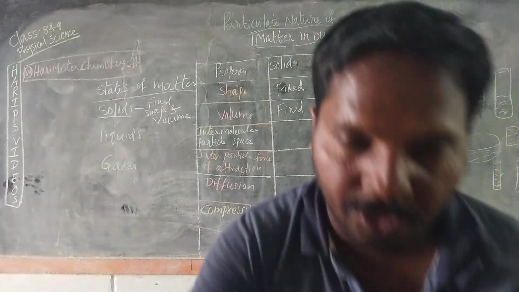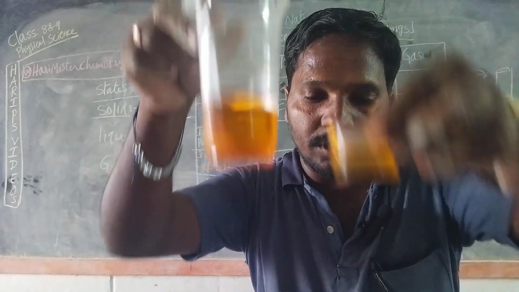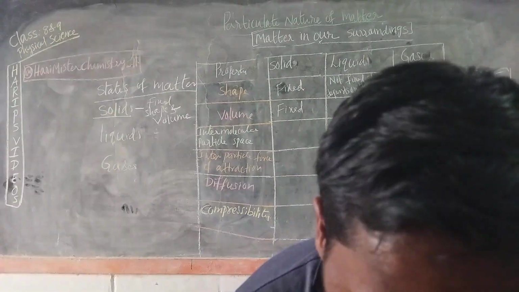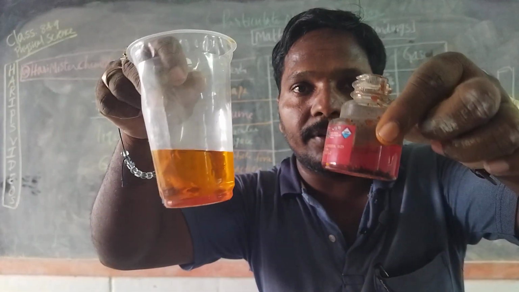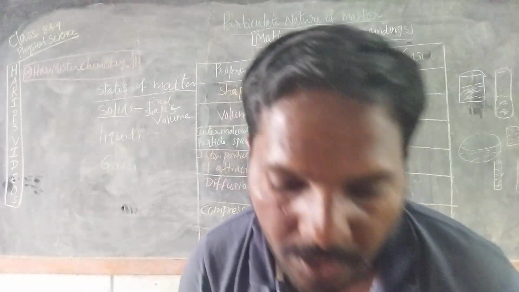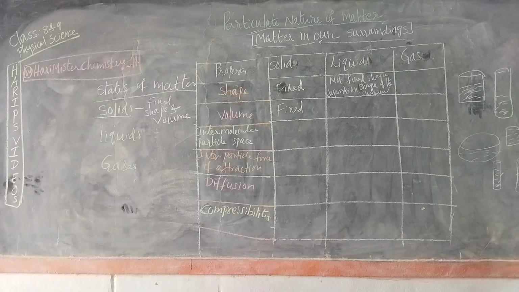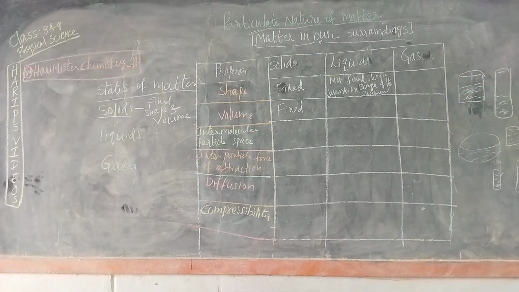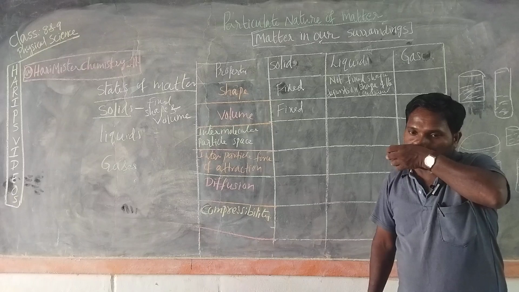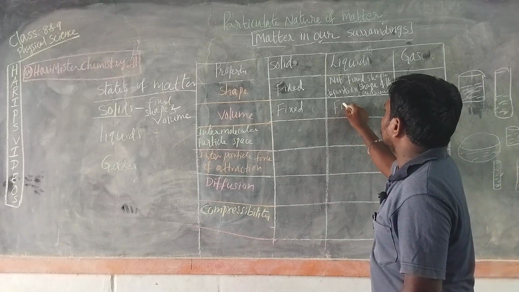Once again I am showing you these two are liquids in different containers, so different shapes, and these two are in different shapes. Similarly, these two are in different shapes. So finally, we conclude that liquids have no fixed shape. The shape depends on the shape of the container. Then coming to the volume.